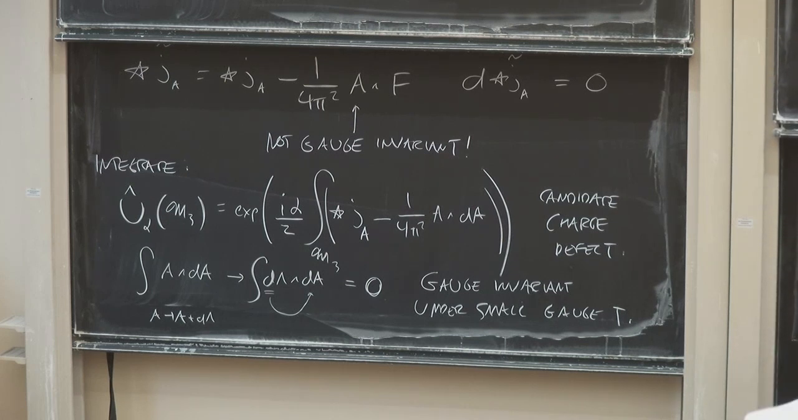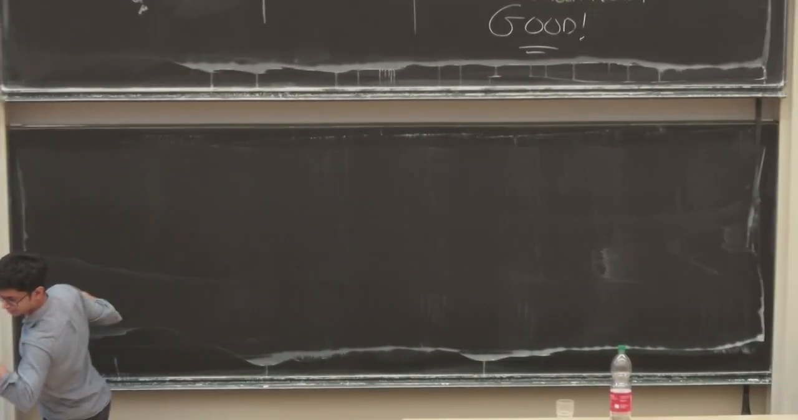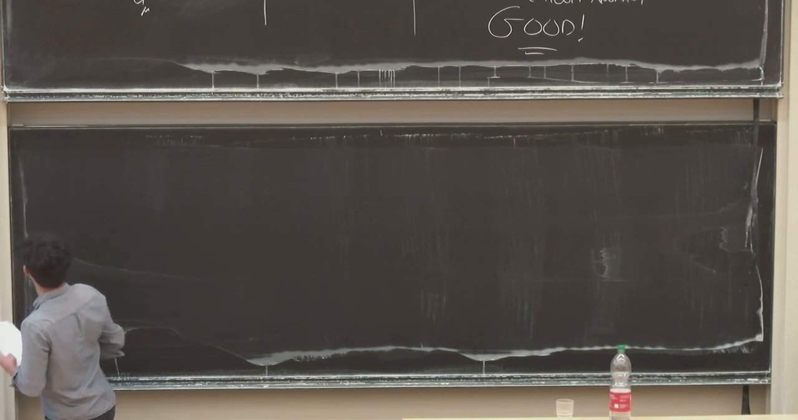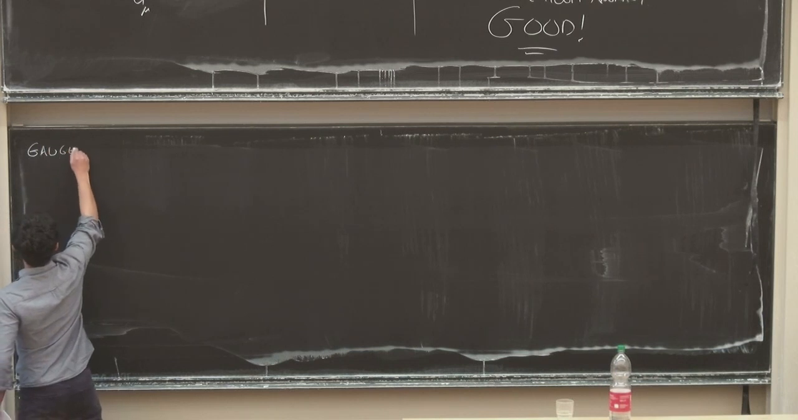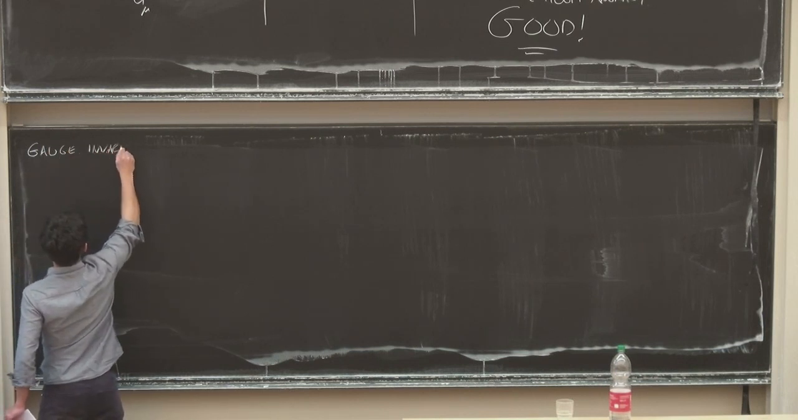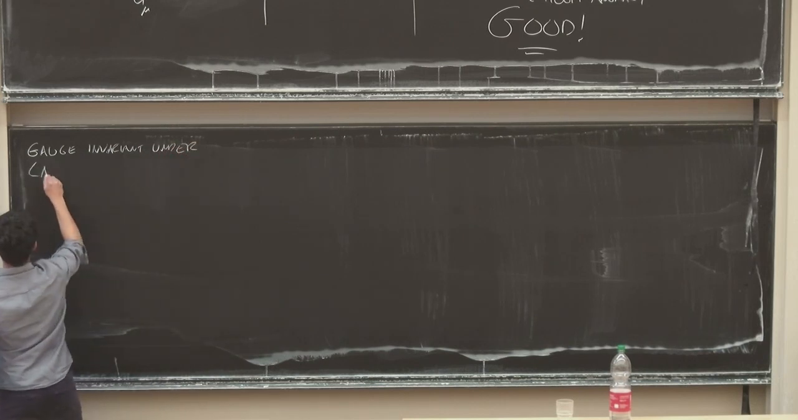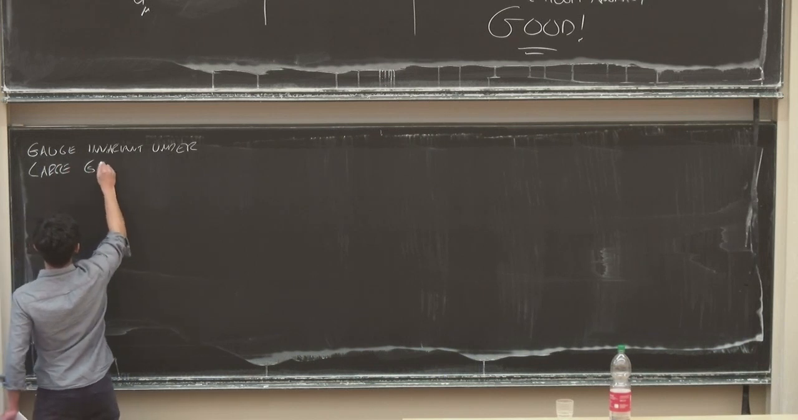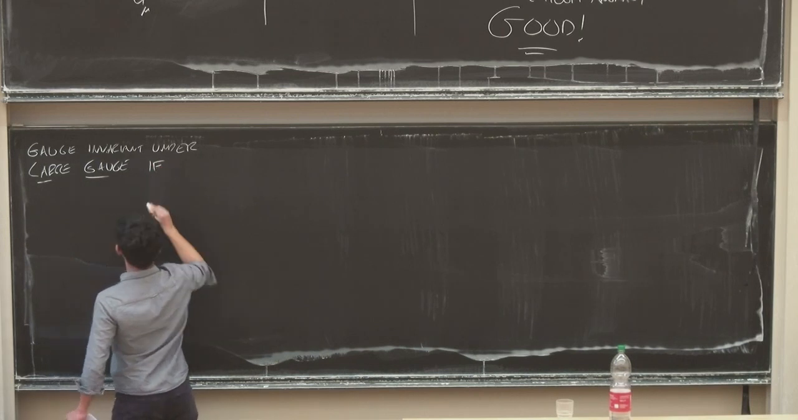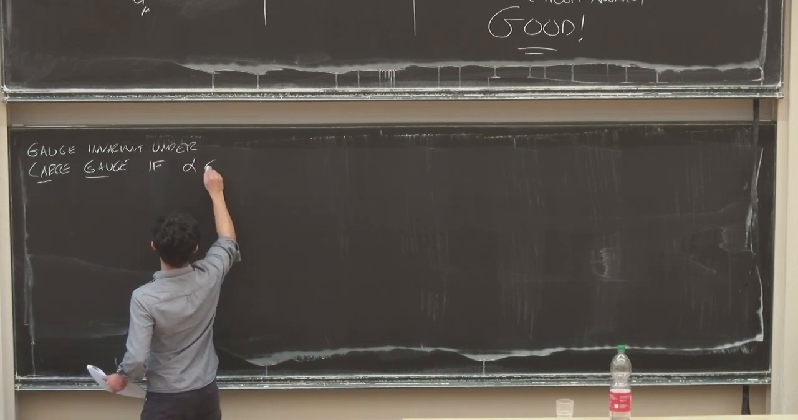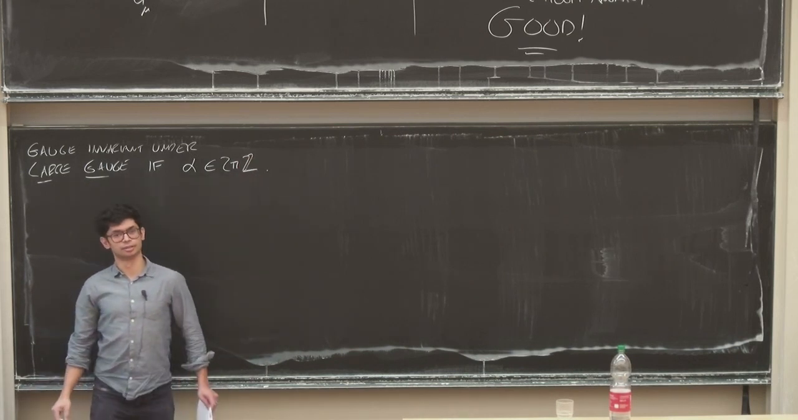it turns out that this is gauge invariant under large gauge transformations only if alpha is in 2 pi times the integers.